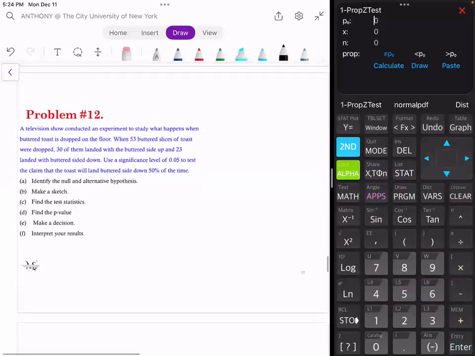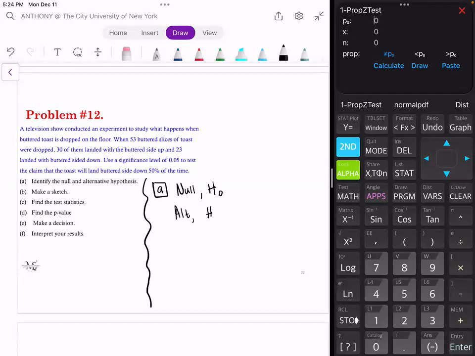The very first step states to identify, again, the null and alternate hypothesis. So your null hypothesis, you always call it H0. The alternate, you always call it HA. Sometimes your professor might use H1 because the null was H0, but I use HA. A stands for alternate. It makes a little bit more sense to me.